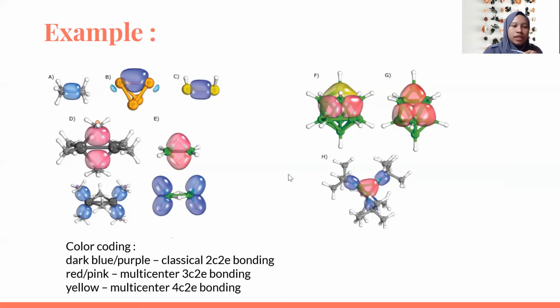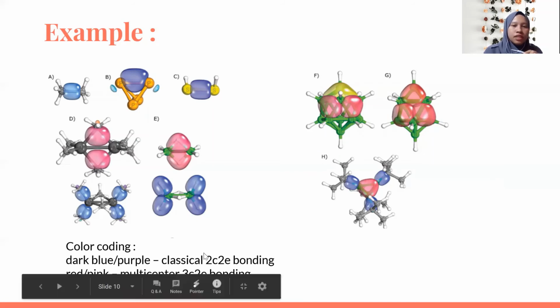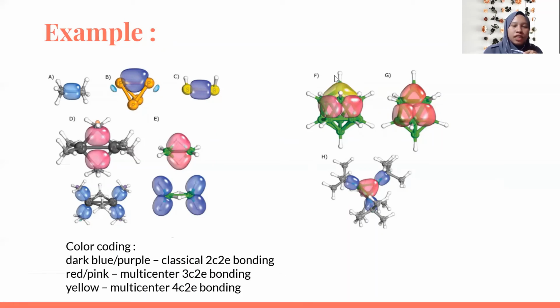The last one is the multi-center 4-center 2-electron bonding, as you can see in structure F with the color coding of yellow. You can see here 1, 2, 3, 4 atoms, or 4 centers, are connected with 2 electrons. So that's all from me. Continue with the next presenter. Thank you.